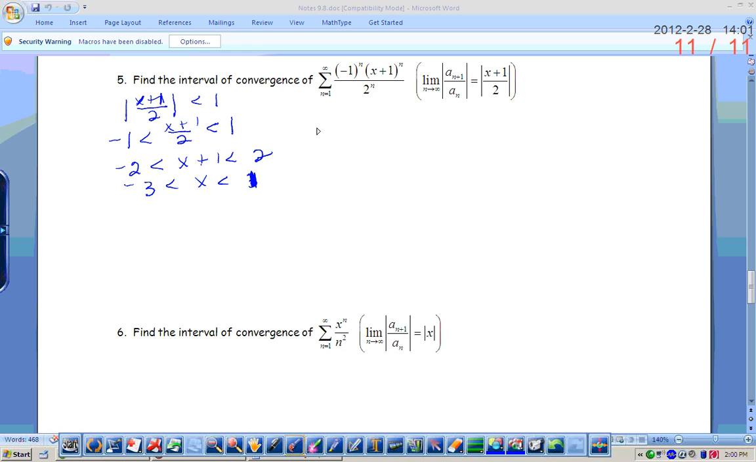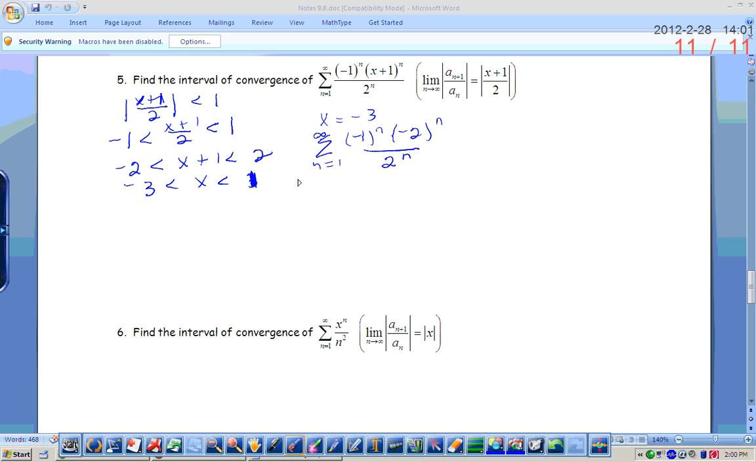2. Good. All right. So my interval is between negative 3 and 1, but I have to check to see if I have to include negative 3 and 1. So when x equals negative 3, my series is negative 1 to the n, negative 3 plus 1 is negative 2, to the n over 2 to the n.